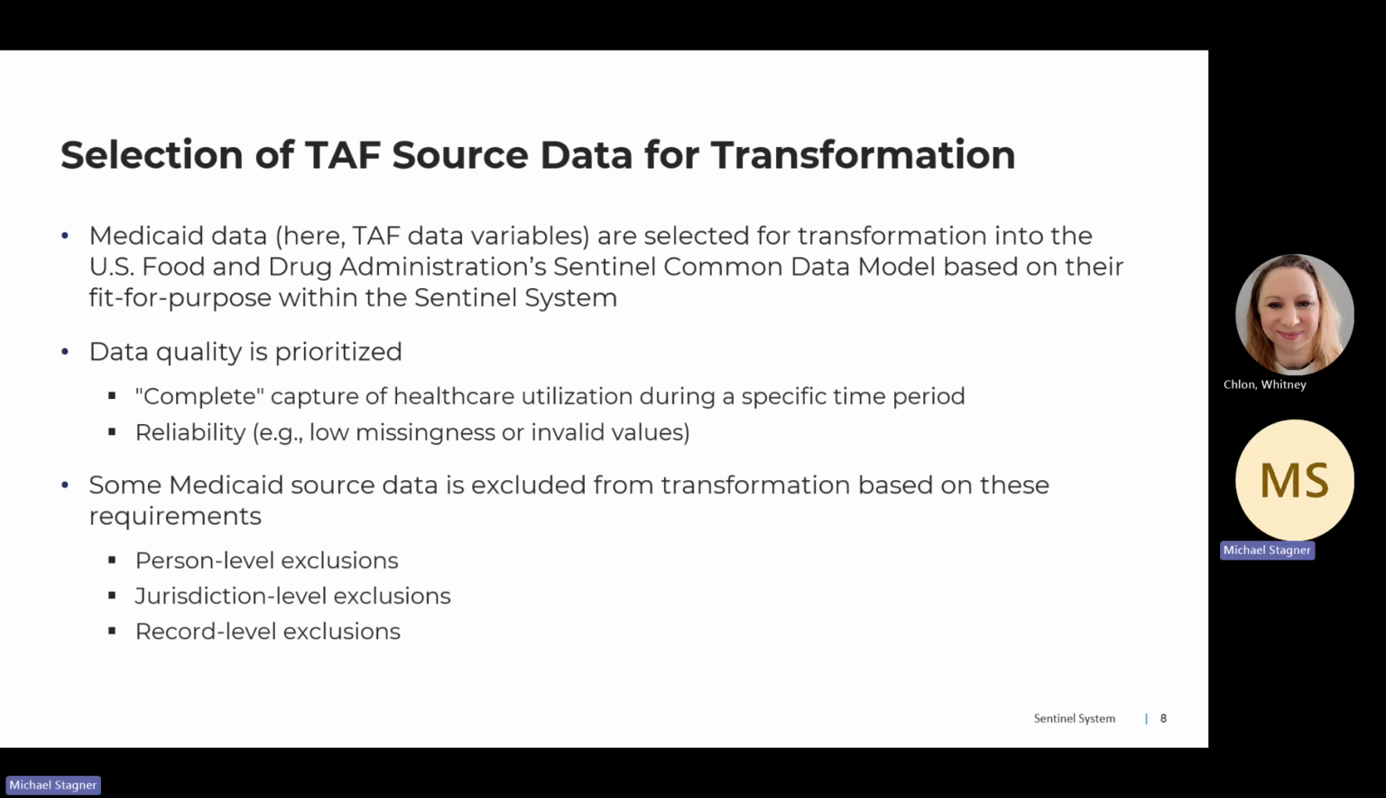So three basic steps for exclusions right off the top of the process are person level or beneficiary level exclusions, jurisdiction level exclusions, which occur for an entire state or jurisdiction, and record level exclusions. And those are more non-healthcare utilization records that we'll describe later.